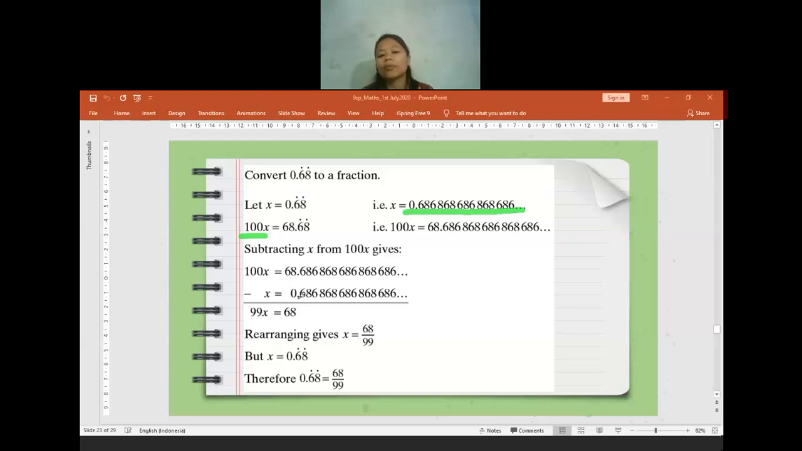I got 6x, 6x, 6x, 6x, and so on. And then we need to subtract the bigger minus the smaller one. That's why the 100x will be equal to this one. I write it down, and then for the x, I also write it down equal to the thing that we already wrote. So it will be 100x minus x, which equals 99x. And then the decimal, we can cancel the decimal digits. It will be left over as 68. So the x will be equal to 60x by 99. That's why the 0.6x, 6x, 6x, we can change it to 60x by 99.